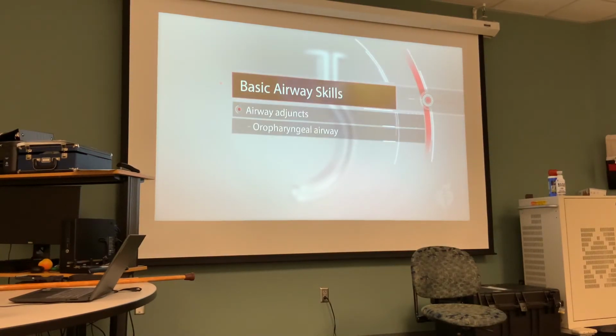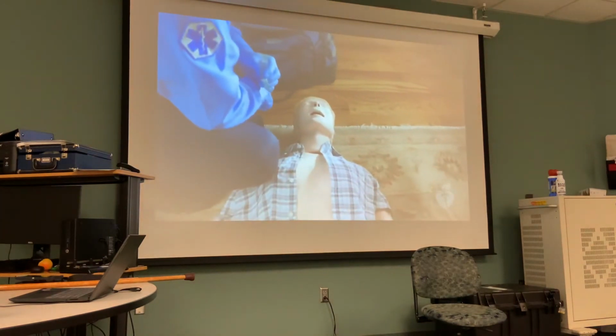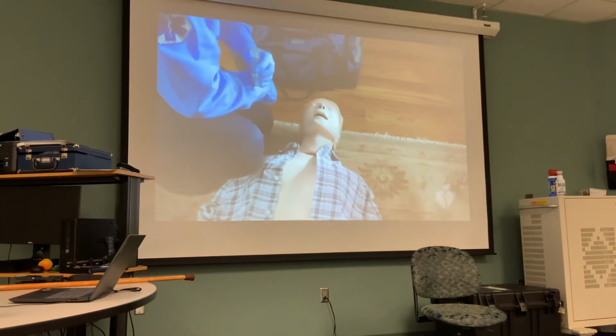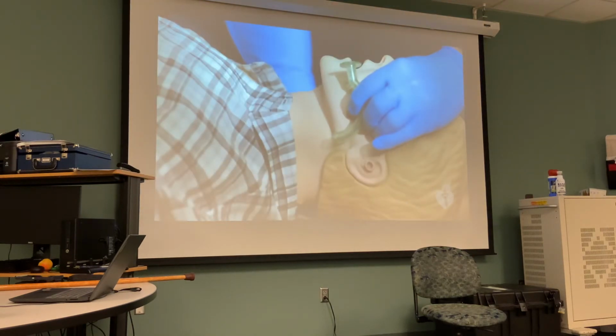The OPA is a J-shaped, single-use disposable plastic device. OPAs are available in various sizes, with the most common adult size ranging from 8 to 10. Here's how to choose the correct size OPA. Place the OPA against the patient's cheek. When the flange of the OPA is at the corner of the mouth, the tip is at the angle of the mandible. A properly sized and inserted OPA results in proper alignment with the glottic opening.